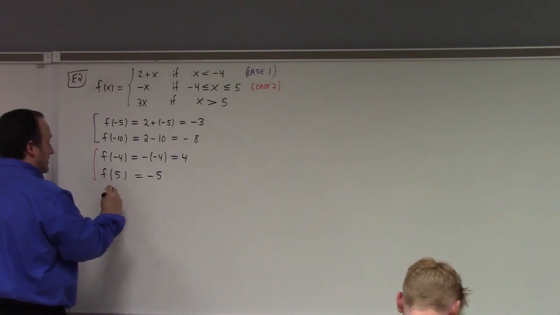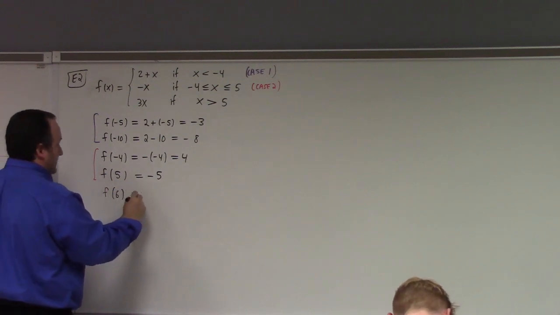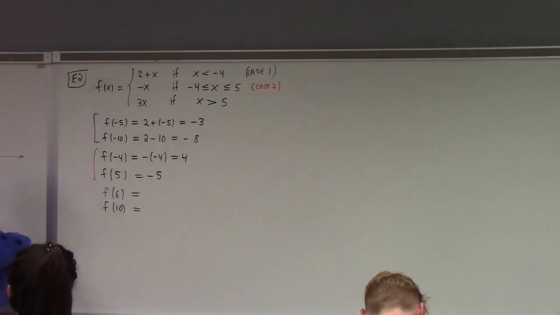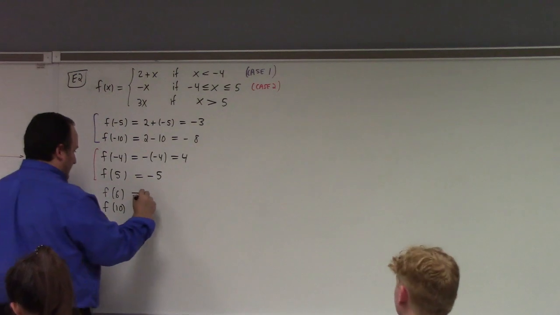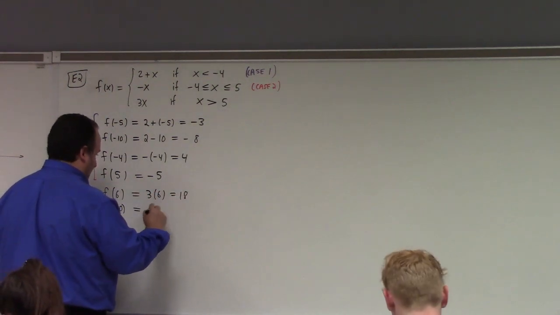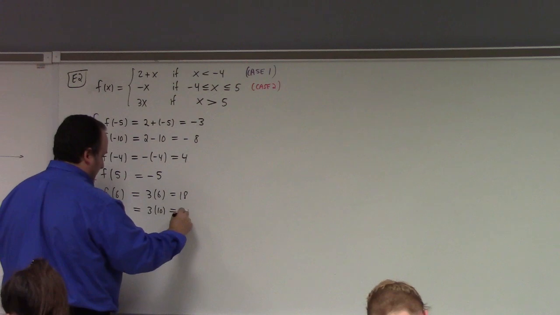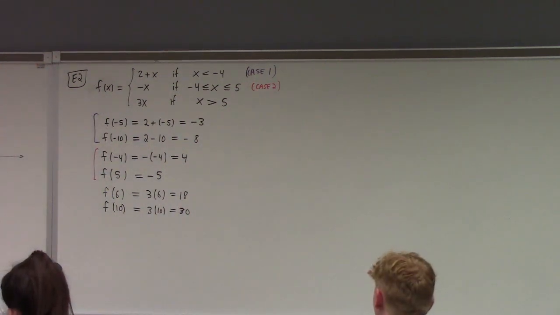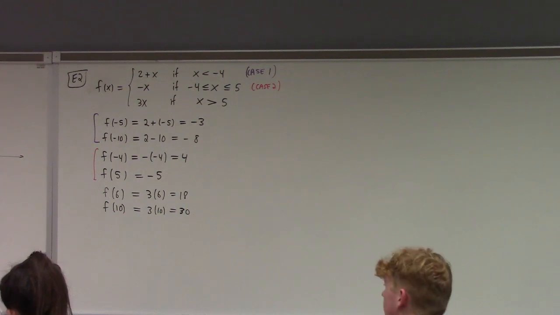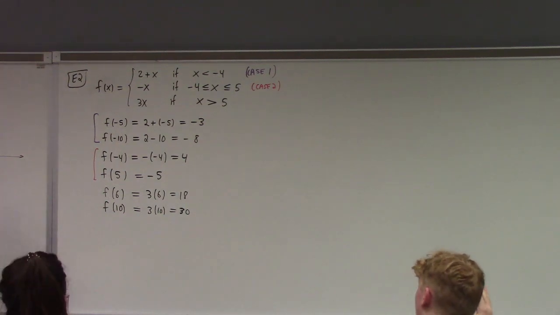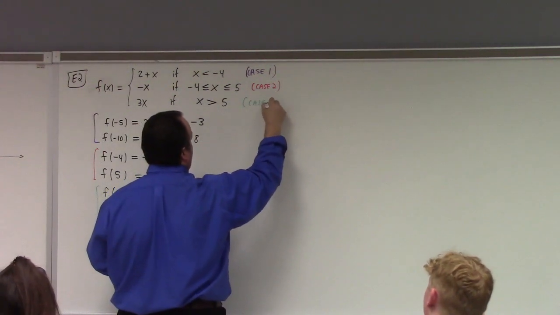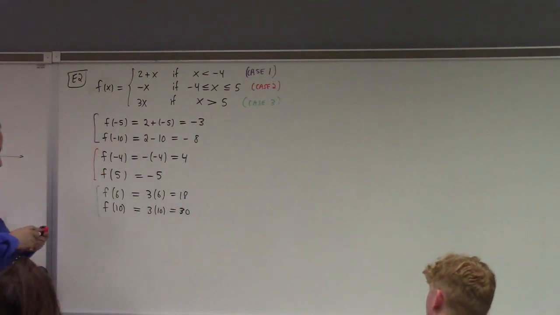How about f of 6? What's that? F of 10, what's that? Yeah, 3 times 6, and then 3 times 10, 30, right? Because we're in case 3, which I will make green. All right, now we can graph this thing, right?